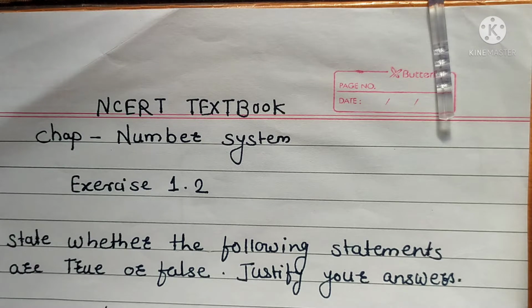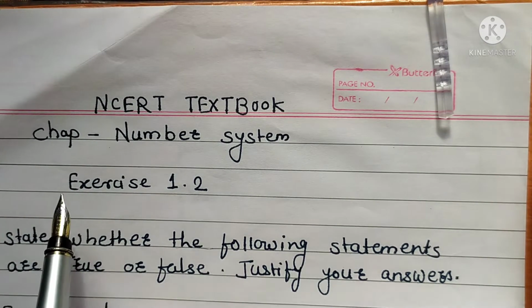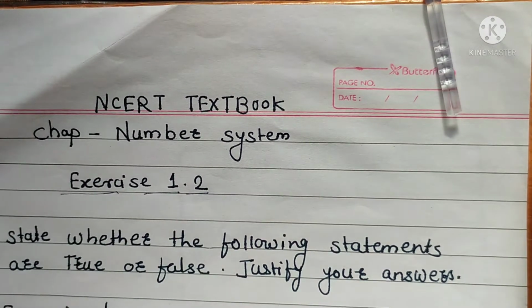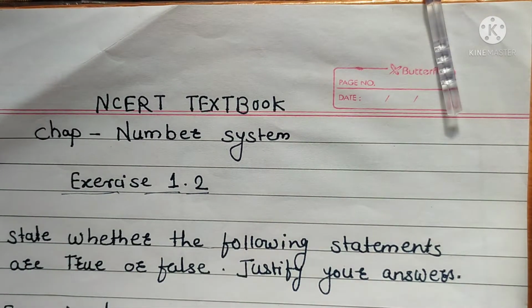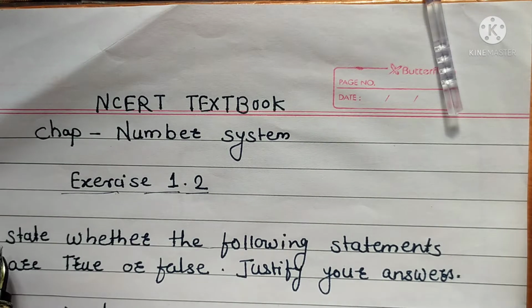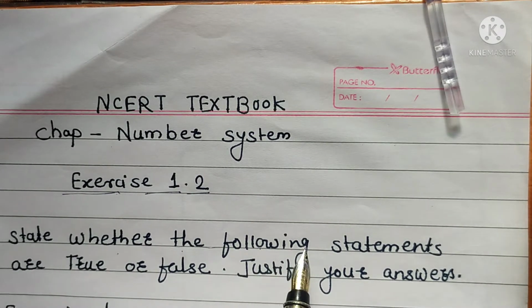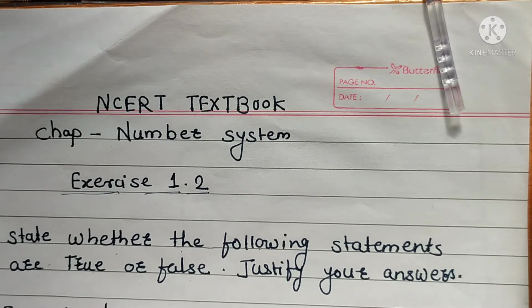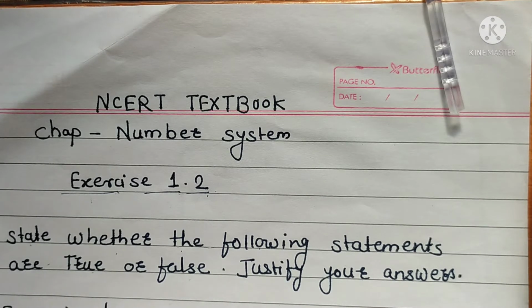Let's learn mathematics by understanding concepts of mathematics. Today we are going to see exercise 1.2 from the chapter Number Systems, which is included in the CBSE syllabus, that is, in the NCERT textbook. The first question from exercise 1.2 is: state whether the following statements are true or false. Justify your answers. That means we need to give a reason why the given statement is true or false.